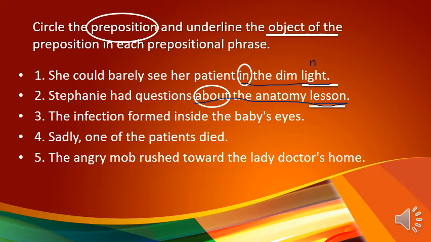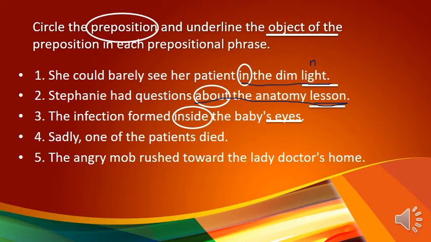Number 3, the infection formed inside the baby's eye. So the first thing to do is to spot the preposition, which is inside. The prepositional phrase is inside the baby's eye. Which word here in this prepositional phrase is the most important one? And of course it's a noun. We have the word eye, which is the object of preposition.